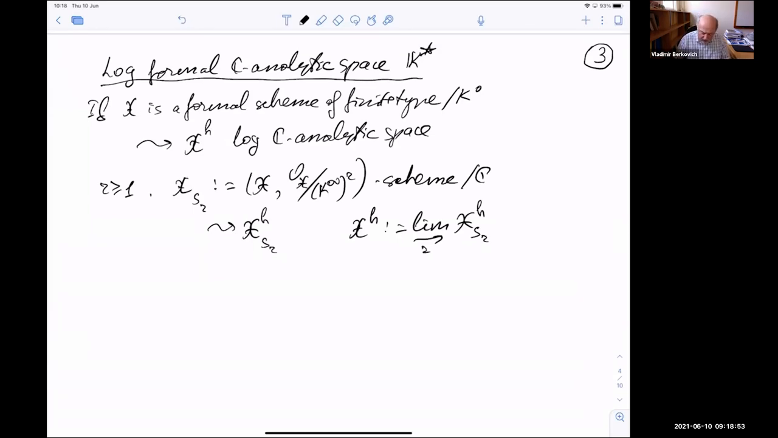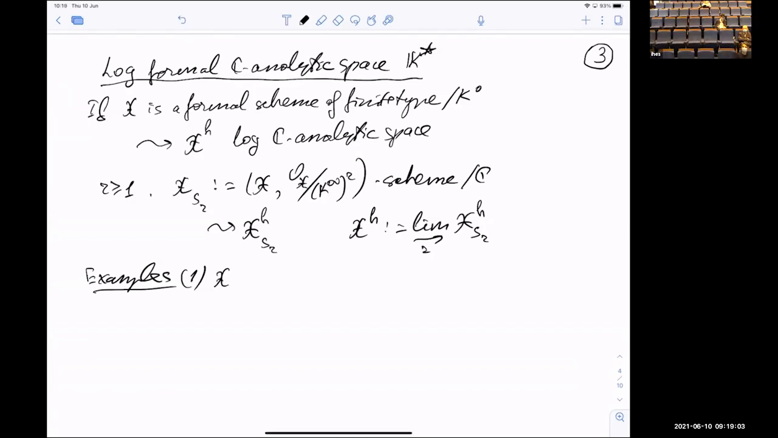So now, in fact, I consider two examples. The first example is very simple. The log structure comes from the base. Just a moment.